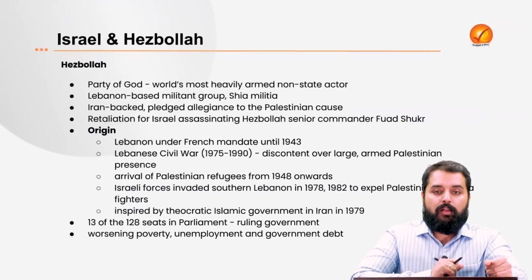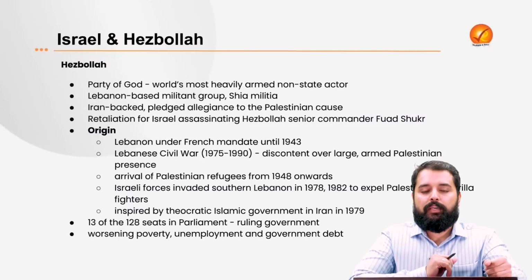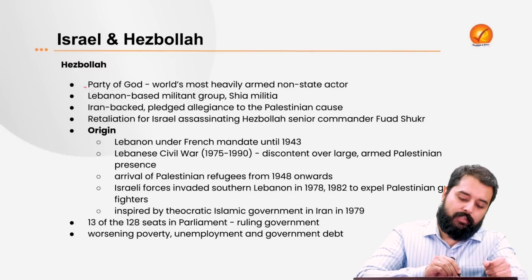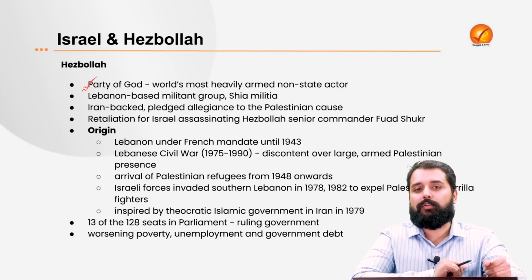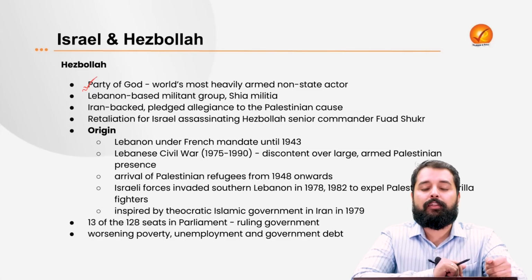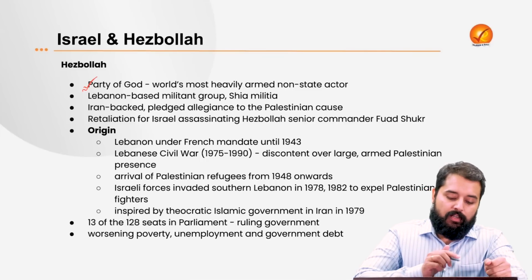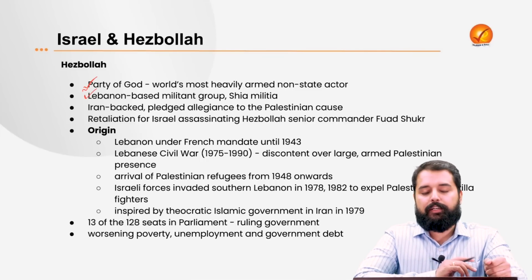Now, coming back to Hezbollah, which is now attacking Israel. Hezbollah is termed the party of God. It means the party of God. It is the world's most heavily armed non-state actor. It has artillery rockets. It has access to anti-tank missiles, anti-ship missiles, unmanned aerial vehicles, etc., which it gets from Russia also. It is a Lebanon-based militant group.